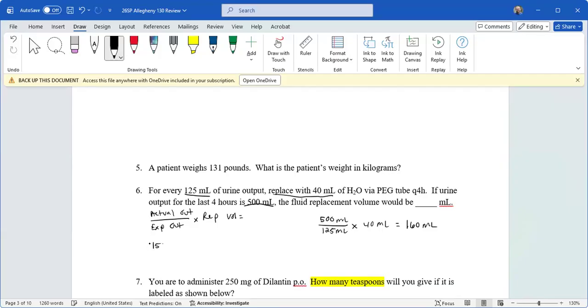So let's say I have 150 milliliters of output, replace with, we'll just say 50, and then the actual output was, let's just say it was 75. So my question is, how much would you give them?